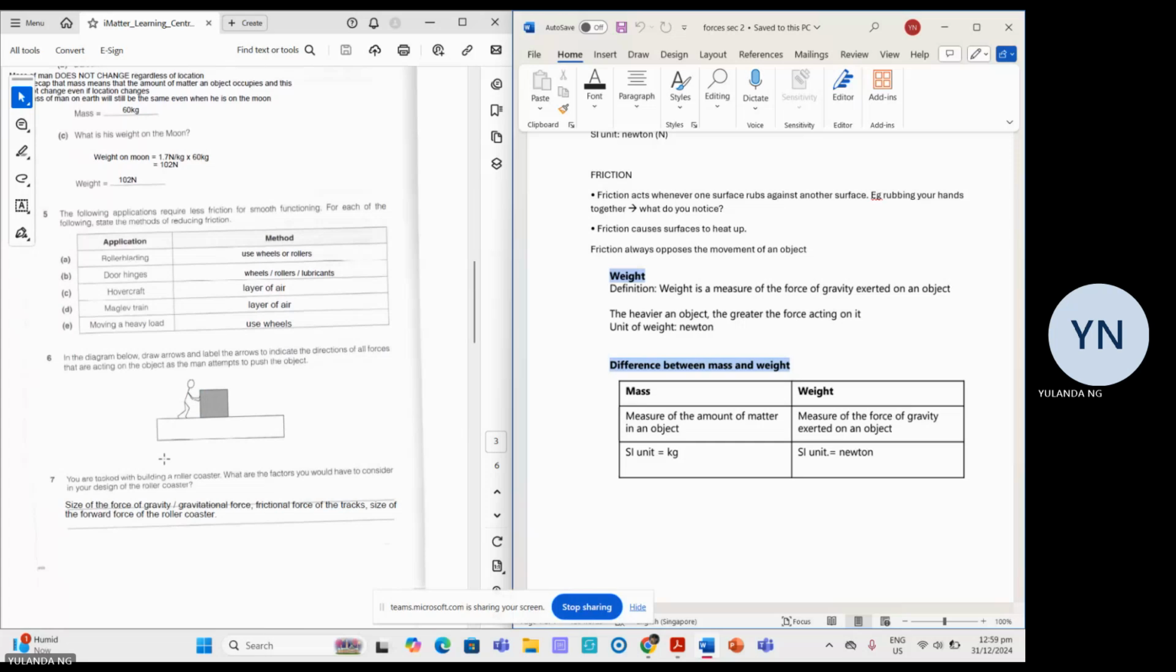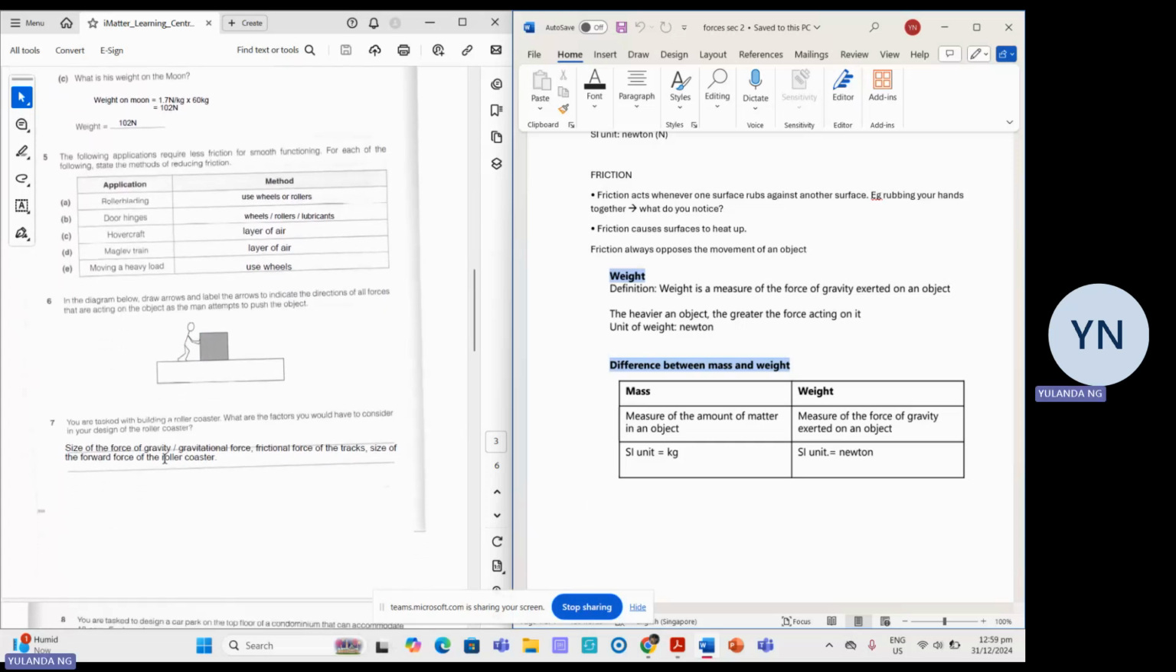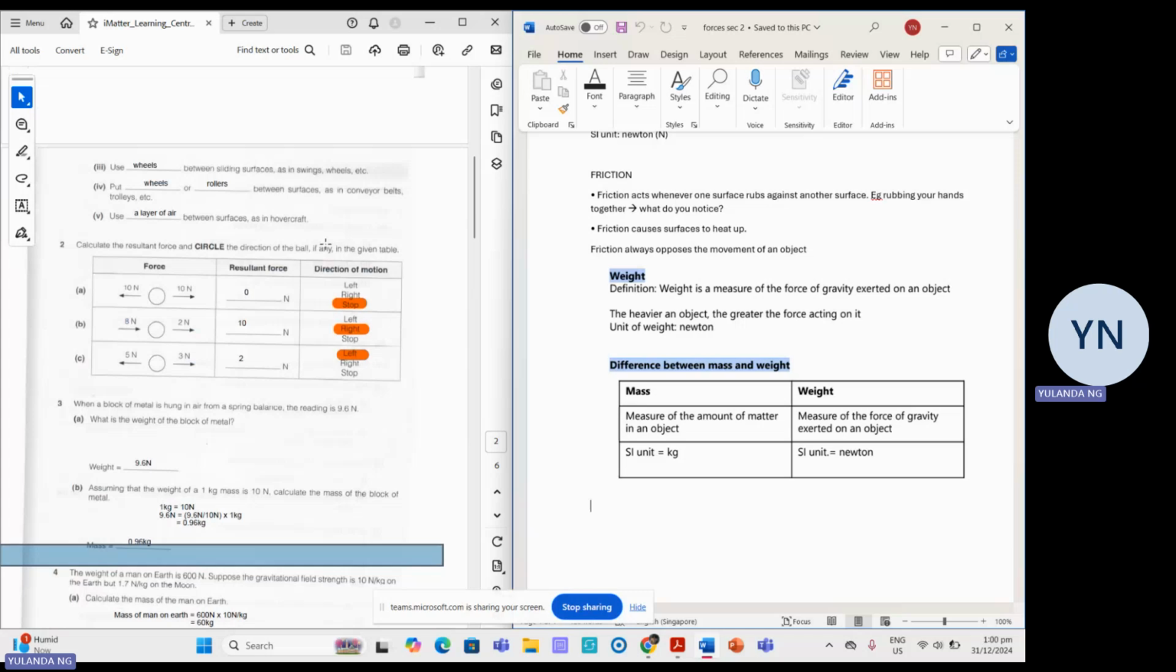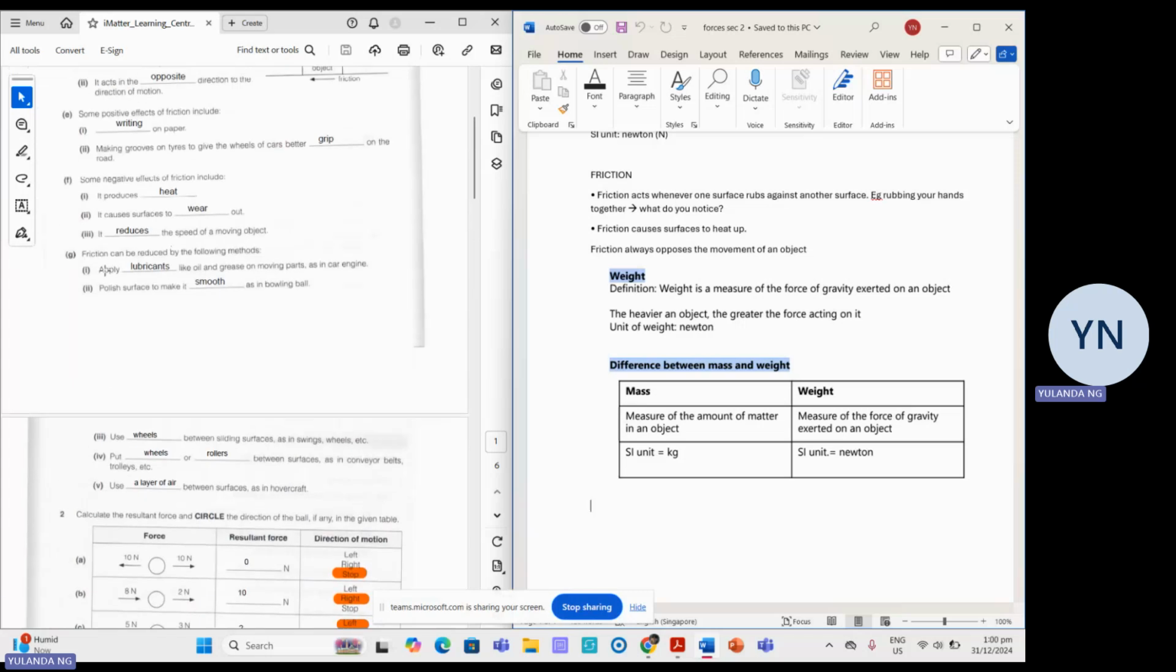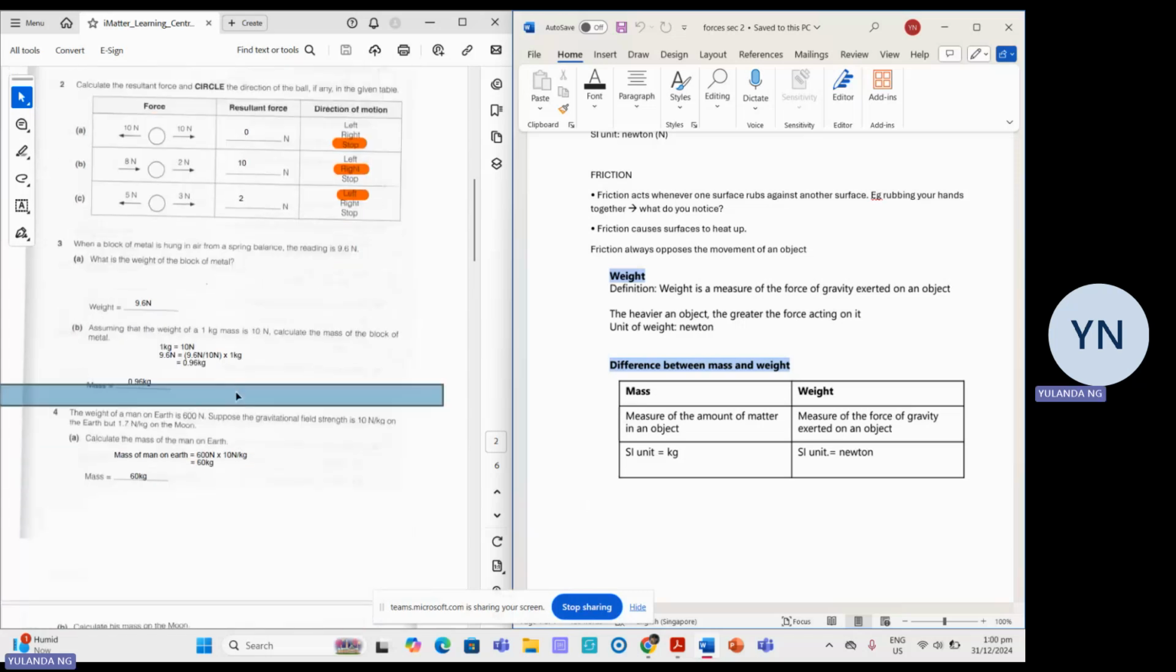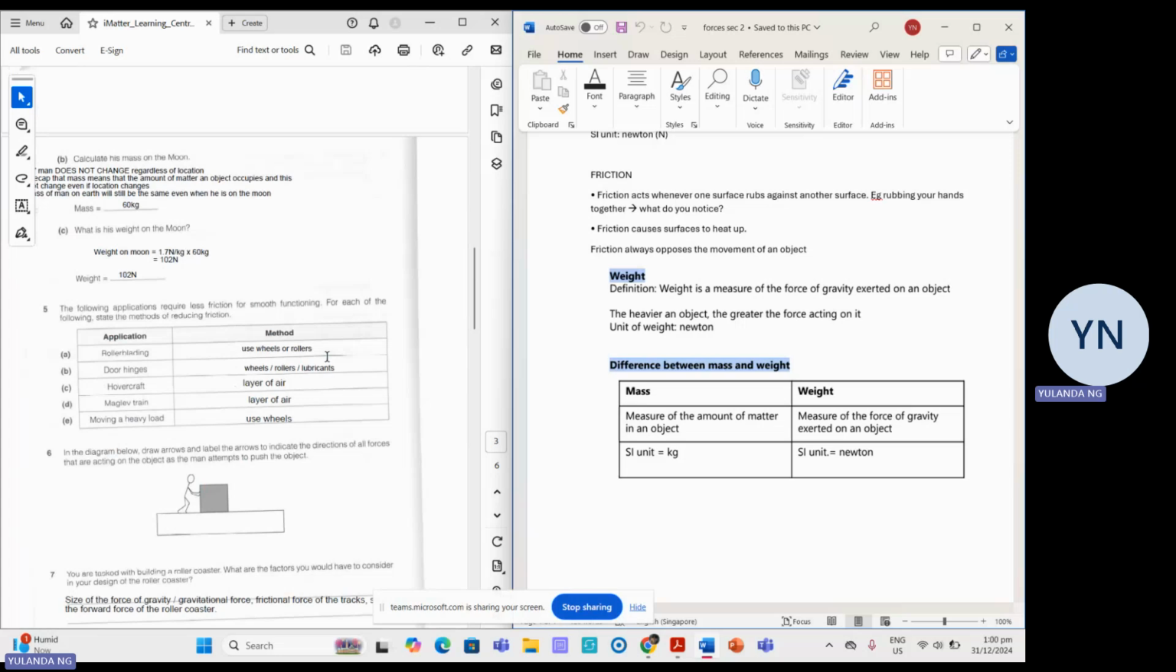Okay, let's look at question 5. So how do you reduce friction? You can refer back to the one that you did over here. How do you reduce friction? The most common method is by using wheels. Hovercraft, layer of air, heavy load also use wheels. So most of the time it's either wheels, lubricants, layer of air. These are the 3 most common methods.